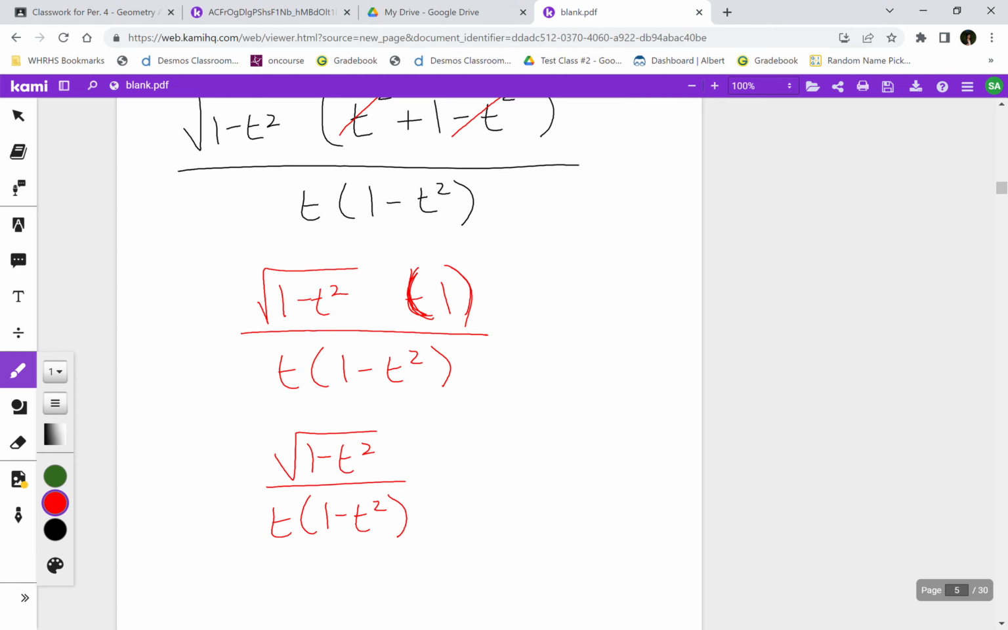Can I factor this denominator? Yeah, would it help us if I factored it? No, it wouldn't help if I factored it. So I would leave it like that. If you chose to factor it, is that okay? Yeah.